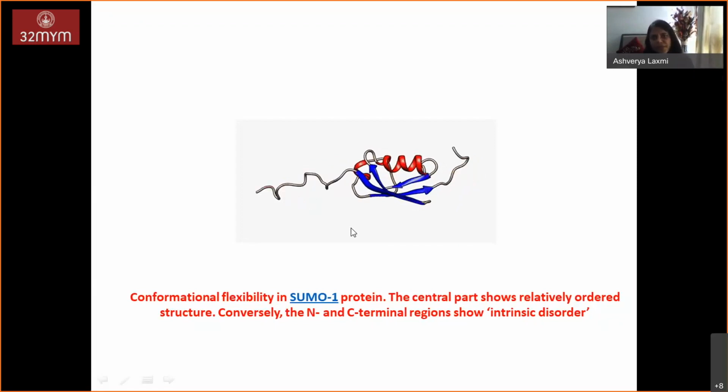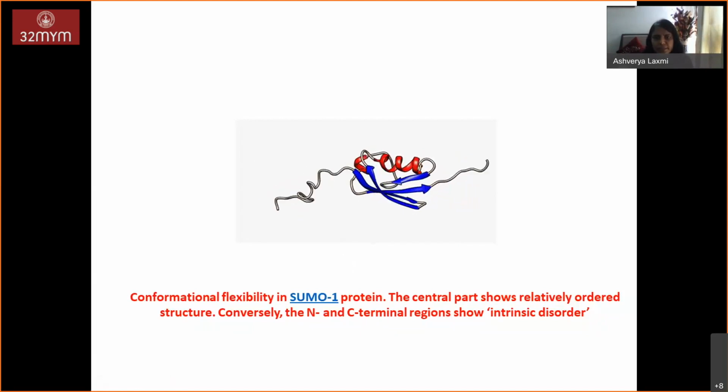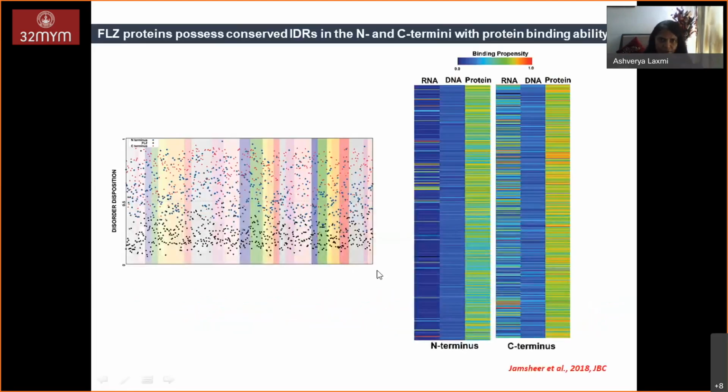These proteins in literature have been shown to act as either scaffolds or adapters, so that various signaling components can bind to these proteins. It acts as a signaling hub, a platform where various components can sit and bind, so that they can carry out the downstream activities. When we looked at the IDRs, we found that they have protein binding abilities.